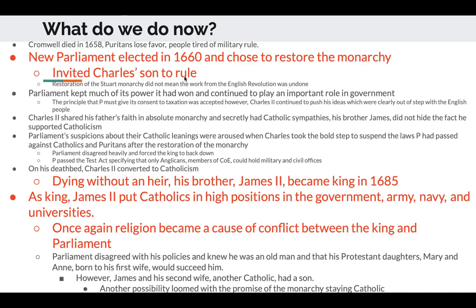Ooh, drama. Dying without an heir, his brother James II became king in 1685. As king, James put Catholics in high positions in the government, army, navy, and universities. Once again, disapproving of your Protestant parliament. Once again, religion became a cause of conflict between the king and parliament. Parliament disagreed with his policies and knew that he was an old man, and his Protestant daughters, Mary and Anne, born to his first wife, would succeed him. However, James and his second wife, another Catholic, had a son. And there was a looming possibility of the monarchy staying Catholic.